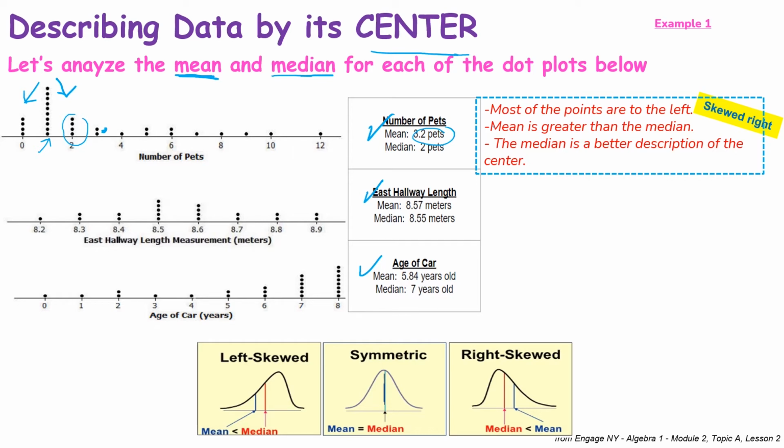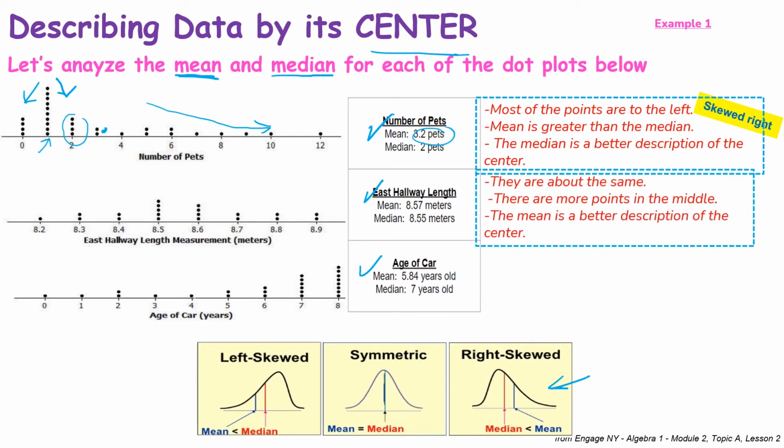Okay. Looking at the second one, so I almost forgot. So this graph is skewed to the right because it goes down. So it's skewed, and if we look at the example graph at the bottom, for the second graph, they're about the same, the mean and the median, 8.57 and 8.55. There are more points in the middle. So the mean would be a better description of the center because it's in the middle, and also because this is a symmetric graph here. Everything is in the middle here.